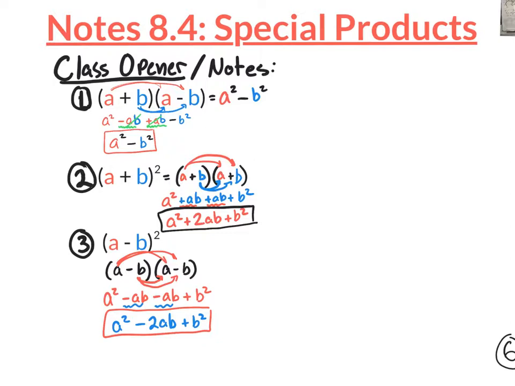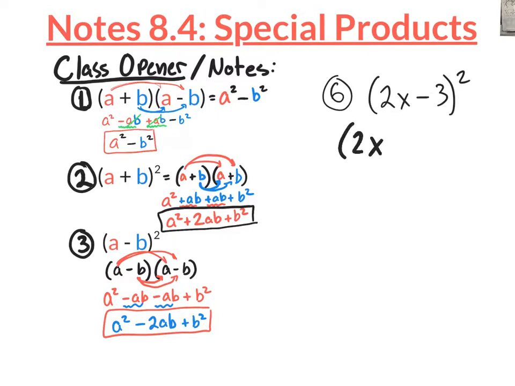Let me show you. Here's example number 6, everybody copy this one down. It's (2x - 3) to the second power. So I'm supposed to write it twice: (2x - 3) times (2x - 3), and distribute and combine like terms and get a final answer.